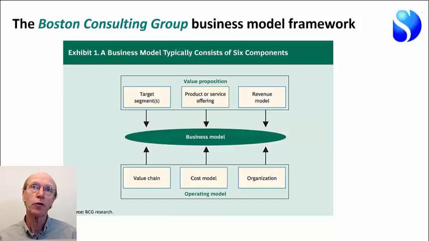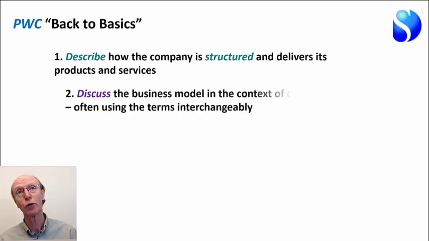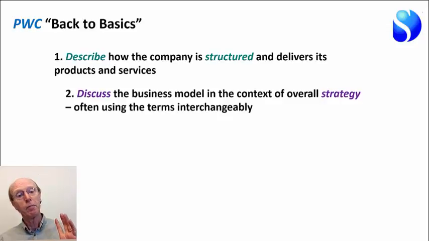Now here's some guidance from PwC and what they describe as their kind of back to basics about business models. This is their advice on what you should do. Number one, you should describe how the company is structured and how it delivers its products and services. You should discuss the business model in the context of the overall strategy. And PwC actually say that you should be using these terms interchangeably. Strategy and business model, they seem to be implying, are the same thing.